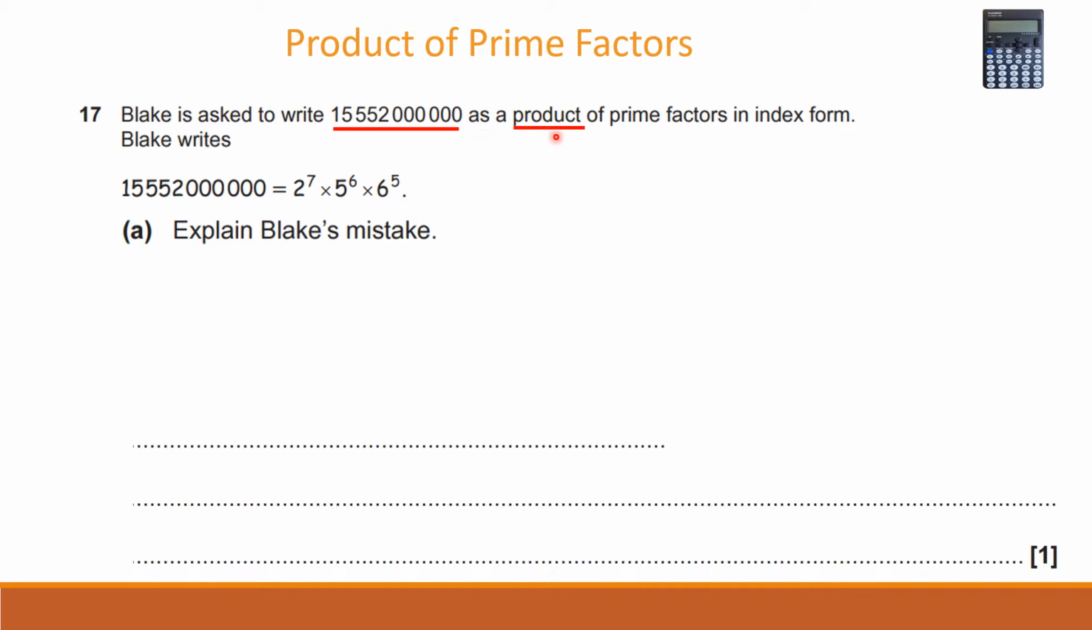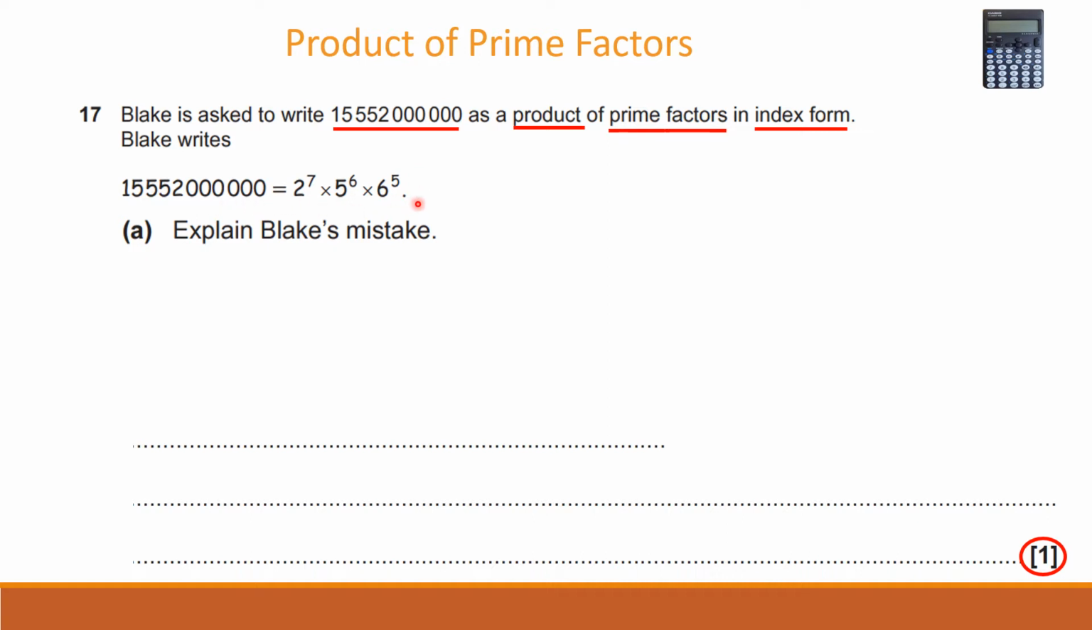as a product of prime factors in index form, and we're told that this number here is equal to 2 to the power of 7 times 5 to the power of 6 times 6 to the power of 5, and we've got to explain the mistake, and this is worth 1 mark. So we've got to look at this and say what is wrong with this.